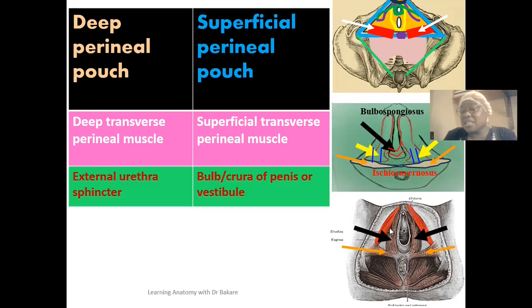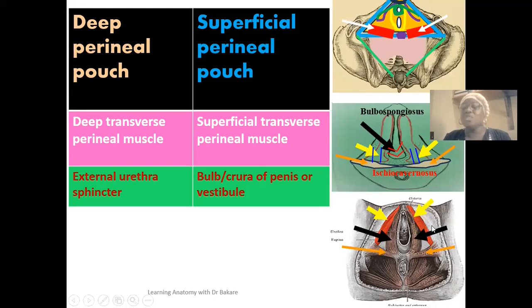So this structure that is arrowed in black on both sides is the bulb of the vestibule and also the associated muscle. And we know that the associated muscle here is the bulbospongiosus. So you have the bulb of the vestibule already covered by the bulbospongiosus at this point, and you see two limbs because of the separation that is created by the bulb of the vestibule. So on both lateral sides, you have the crura, and this is what is arrowed here in yellow.